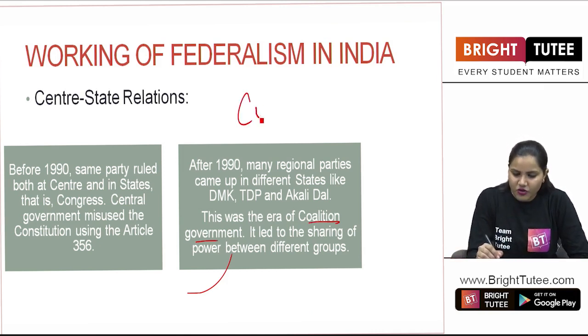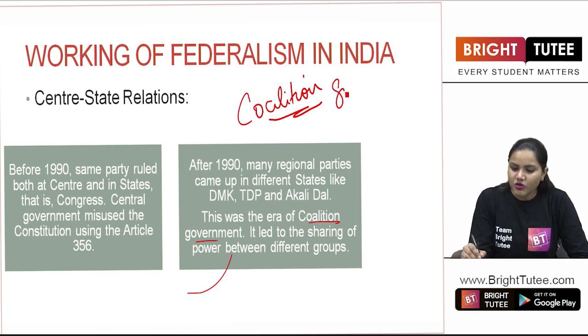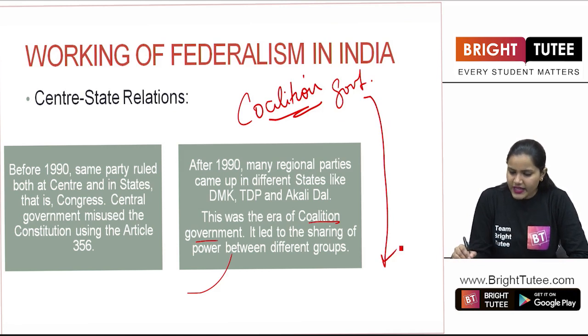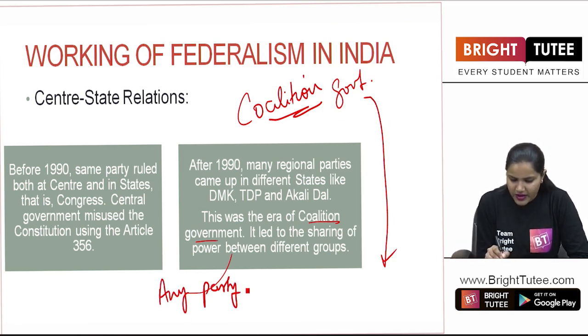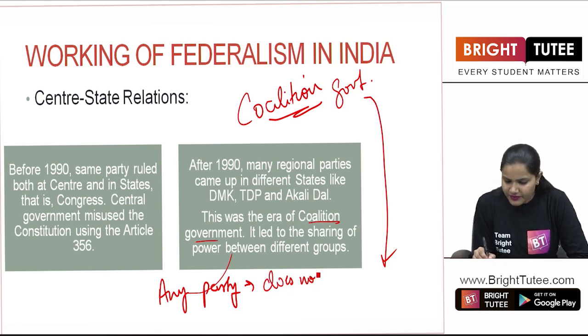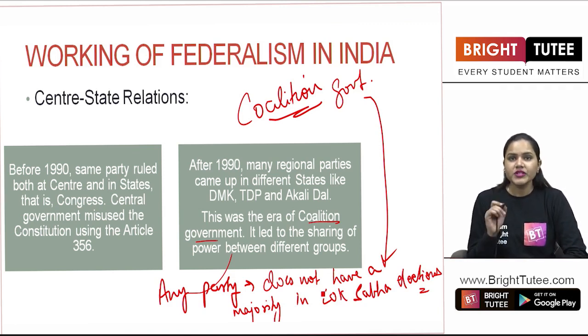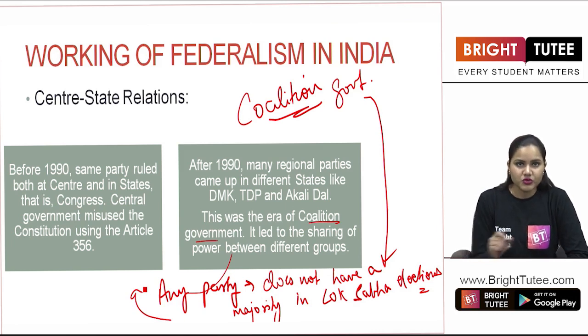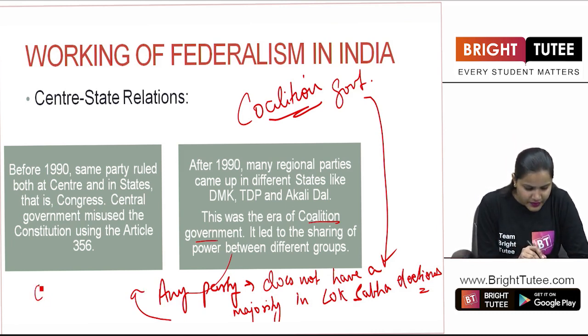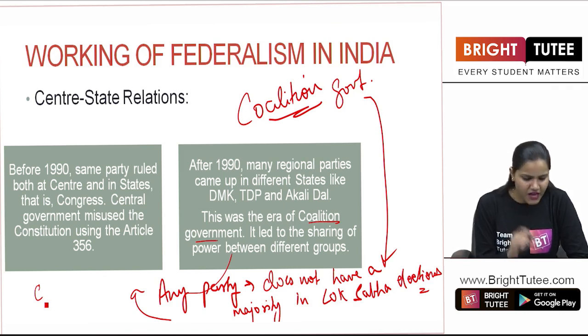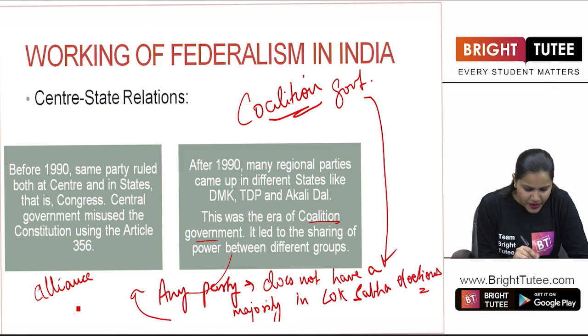Now, have you heard the term coalition government? When we are talking about the coalition government, it means that when any party, let's say Congress party, does not have a majority in Lok Sabha elections, the general elections that take place every 5 years, students. So if they do not have any majority, what do they have to do? They have to make an alliance with 2 or 3 parties in order to gain a majority.